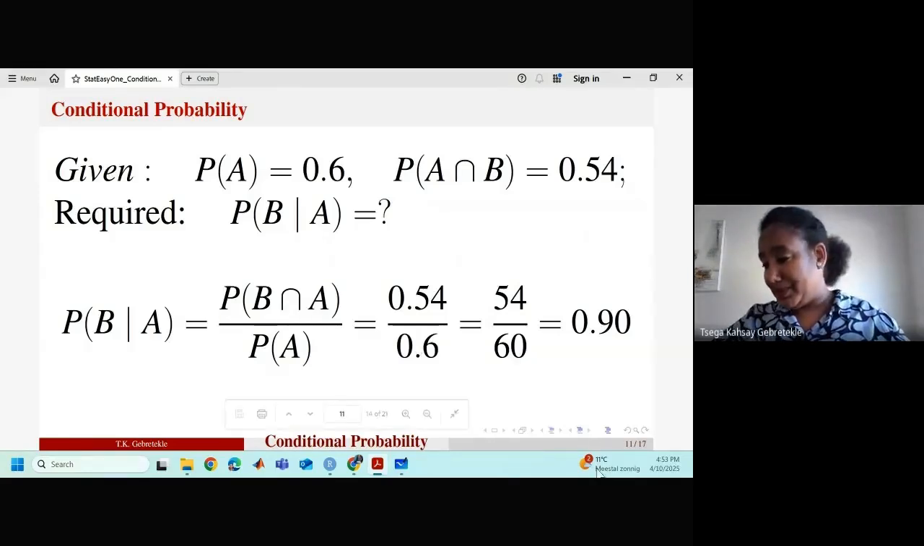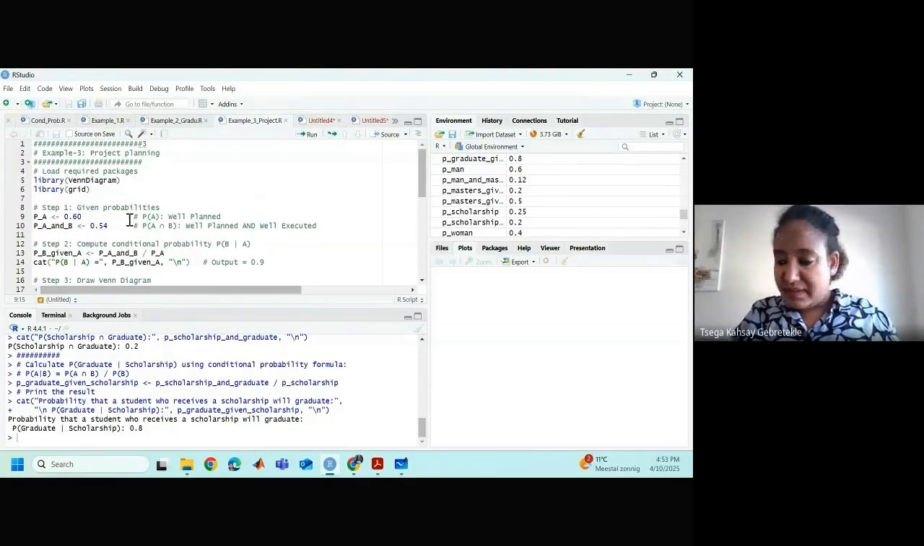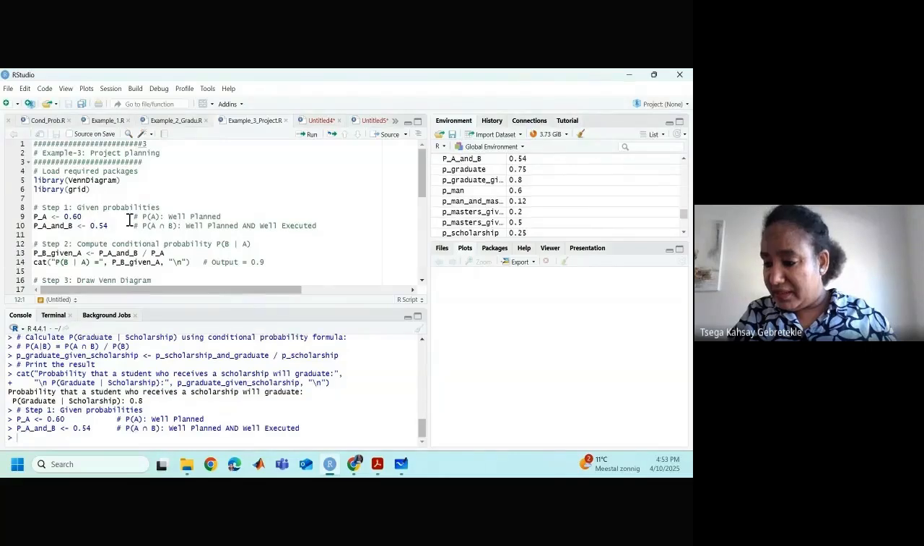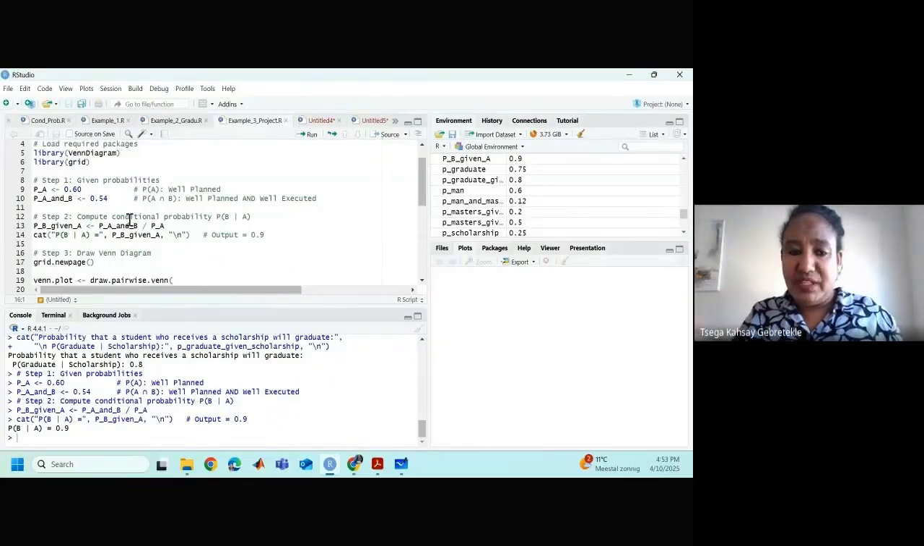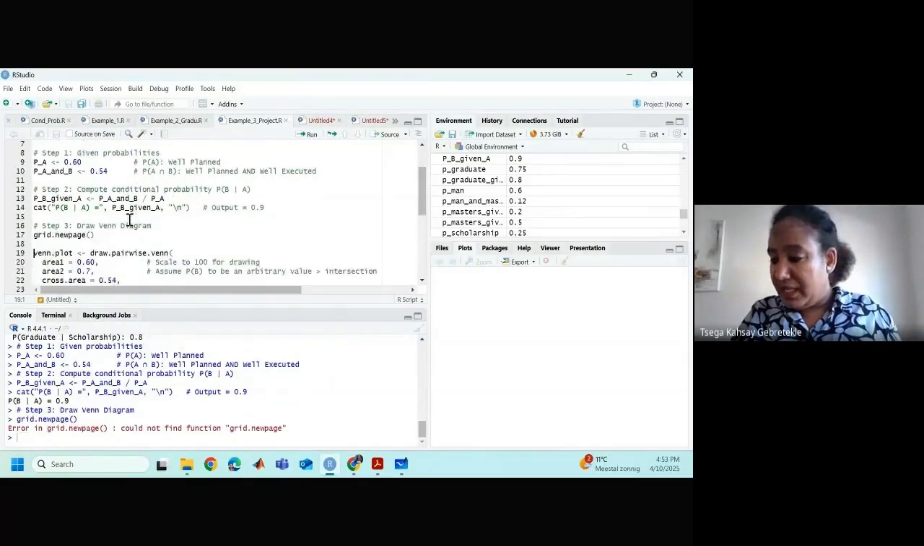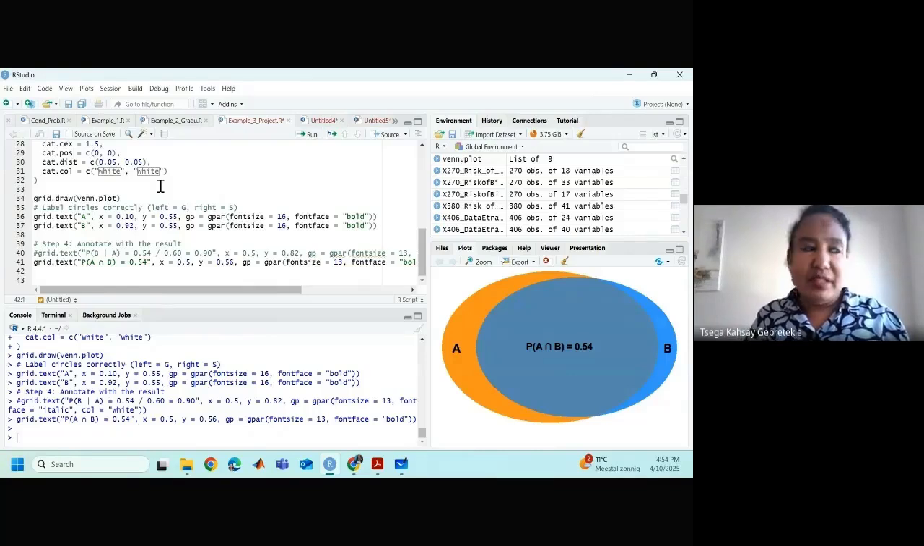And in R, we can also do this similarly. So this is like this, like this, like this. So probability of B given A is 0.9. Additionally, it's optional, but we can also see the intersection using a Venn diagram like this. So this is a Venn diagram. We can also visualize the intersection, the area for A, the area for B. And this is our example of visualization and example of calculating conditional probability.